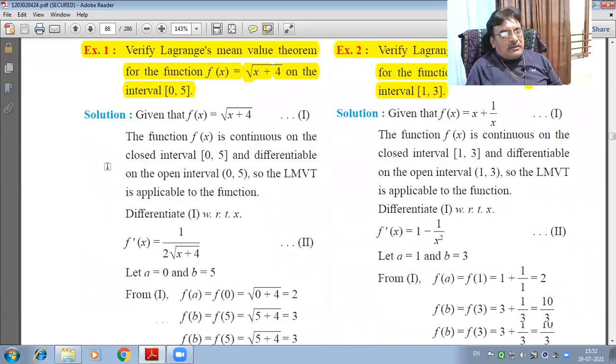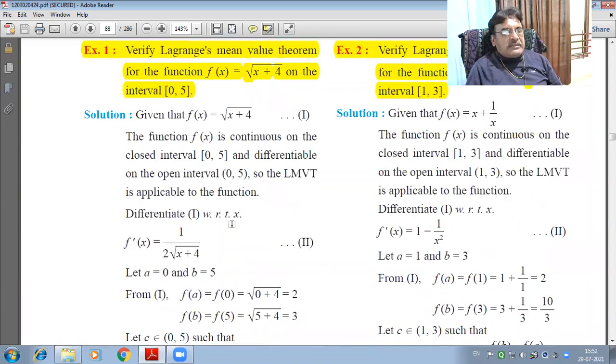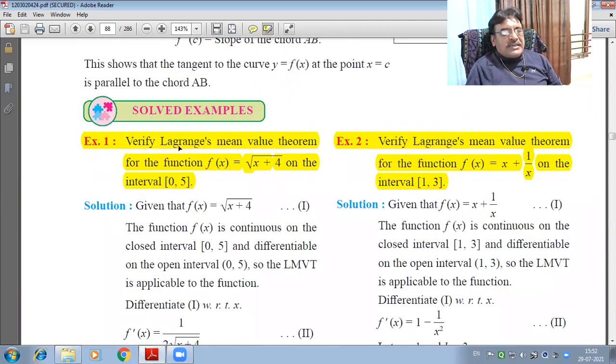Then example 1 on page number 79. Verify Lagrange's mean value theorem for the function f of x is equal to under root x plus 4 on the interval 0, 5. This is deleted. Example 2 is also deleted.